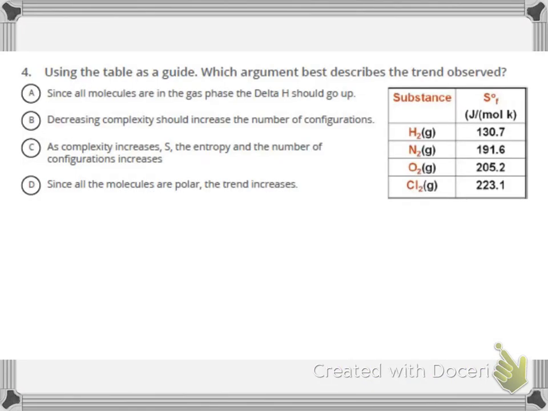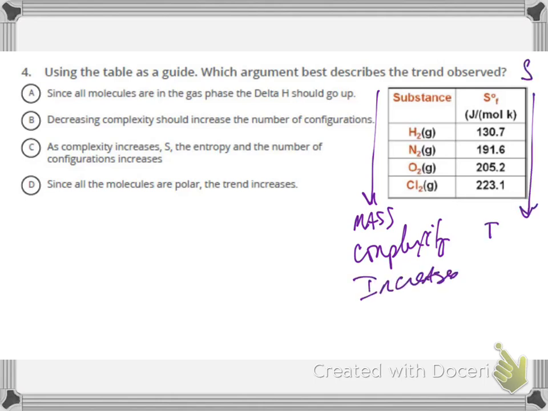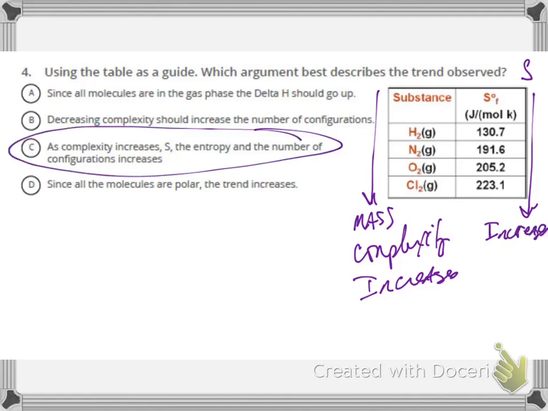This table best describes the trend with mass and complexity. Given that all the phases are identical, we're looking at a secondary effect, which is mass complexity of the individual particle, since they all have the same phase. We see that as the mass complexity increases, so does the entropy. The best answer for that is C.